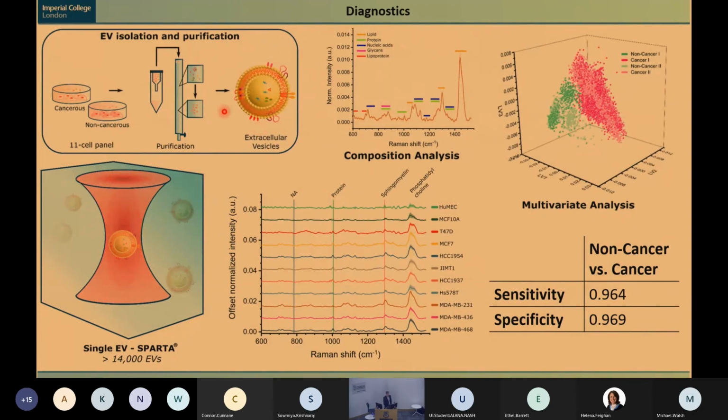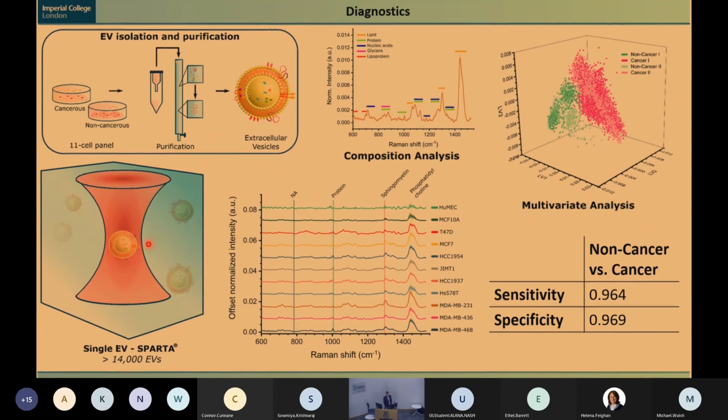you can see one here, and then we used high throughput automated Raman spectroscopy to characterise hundreds and thousands of these vesicles. Now, these are only nanometers on scale, but you can use automated trapping to trap them, and then automated Raman spectroscopy to generate spectra that characterise them. So because it's automated and high throughput, we were able to do this at very high numbers, so 14,000 extracellular vesicles in total.